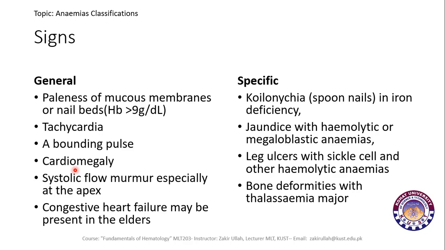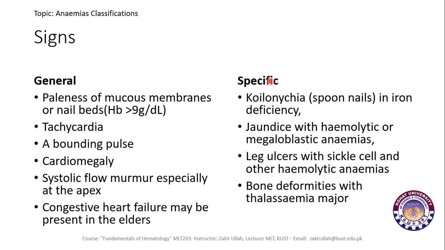Also in older patients or in severe cases there is cardiomegaly. A systolic flow murmur at the apex of the heart can also be felt, and congestive heart failure is present in the elderly patient. These are the general signs of anemia.